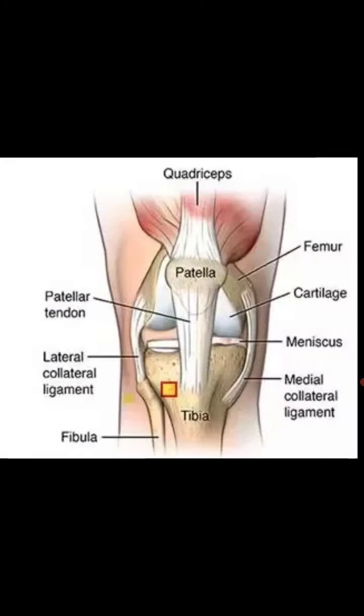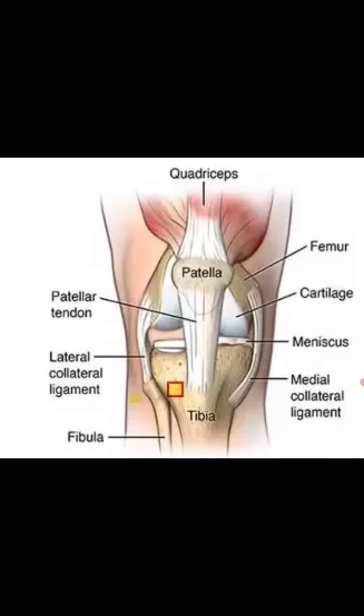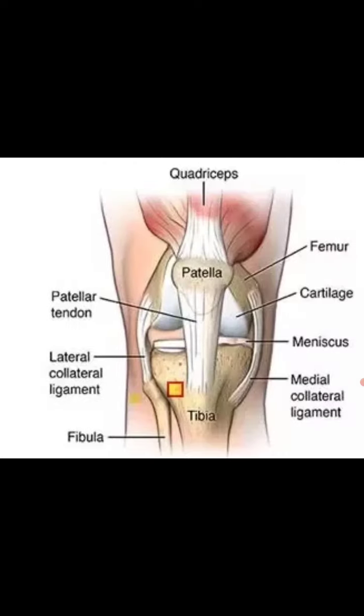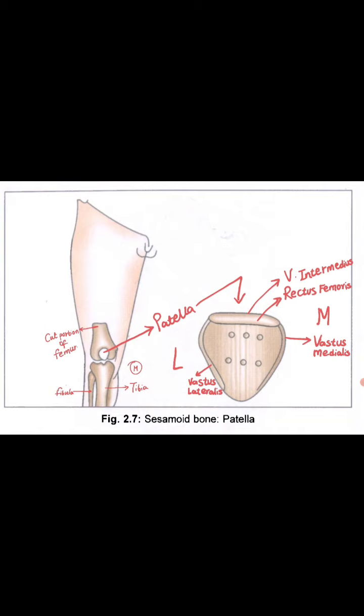Coming to the pictures, we can see the patella here. In a magnified view the patella will look like this, but here you are seeing only part of the patella because above it the quadriceps tendon is embedding the patella, as we discussed earlier. Below the patella we find another tendon, the patellar tendon, which relates to the tibia. This sesamoid bone has attachments for the vastus lateralis on the lateral side, vastus medialis on the medial side, and vastus intermedius and rectus femoris on the upper side of the patella.